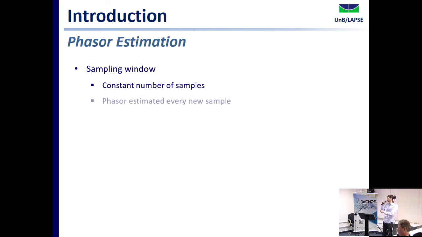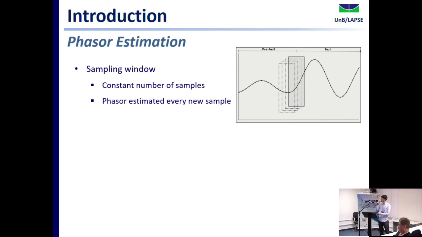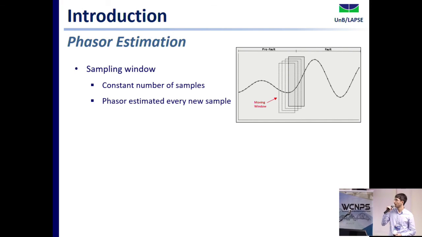So, going a little bit on phasor estimation here, just so we can clarify a couple points. There's a typo here. It should have been, it's not sampling window, it's moving window, okay? So just to clarify that. We have an animation here. There's our moving window. When we estimate a phasor, we have a window that has a constant number of samples, and this window moves every time there's a new sample, okay? You can see it started here, and then it goes moving throughout the signal.